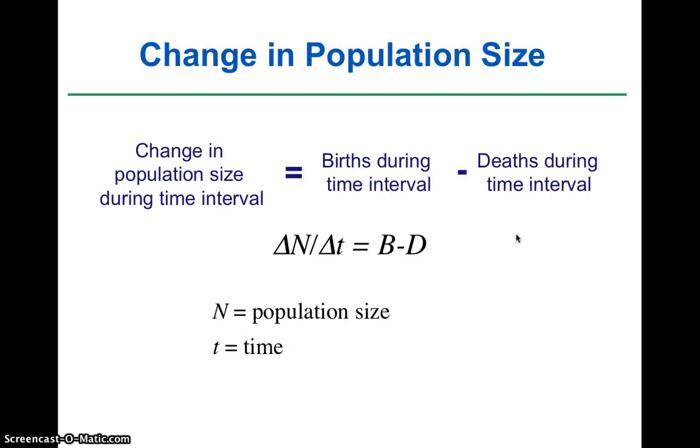And this is the change in population size. So you have the change in population size as N, t is time, b is the birth rate, and d is how many individuals died. So this is the change of population size divided by the change of time equals birth minus death: dN/dt = B - D.